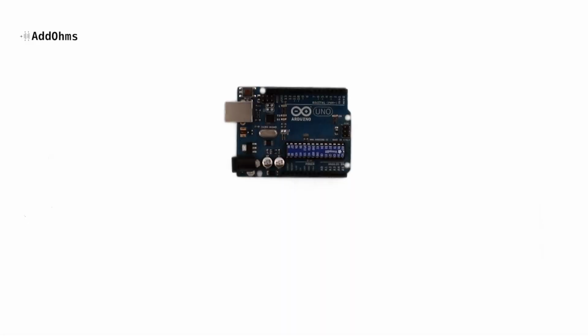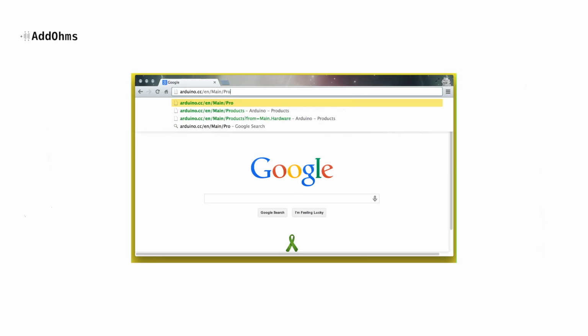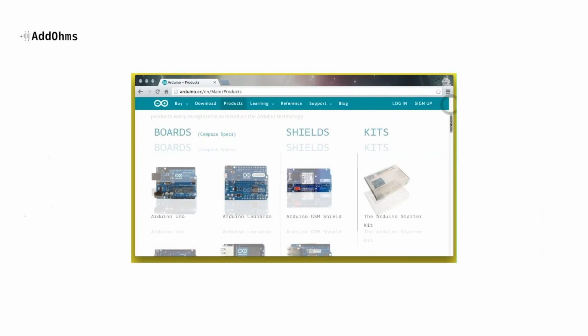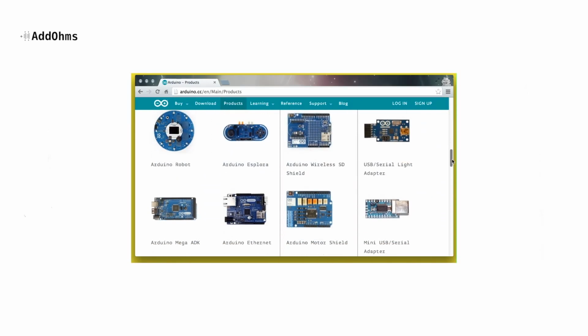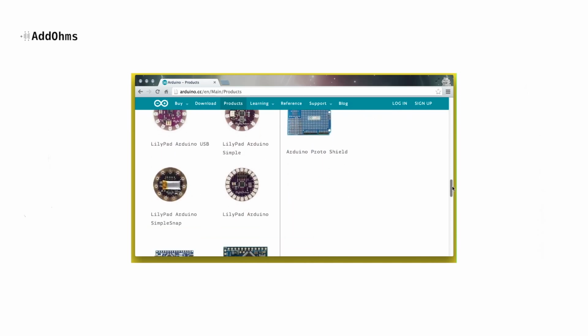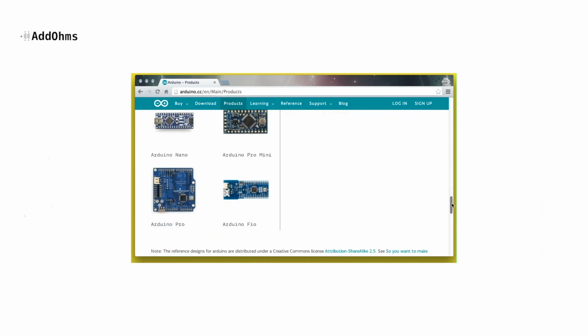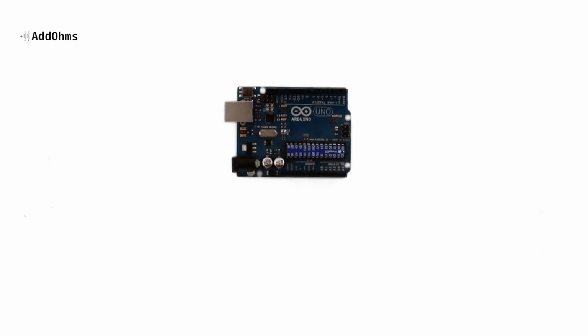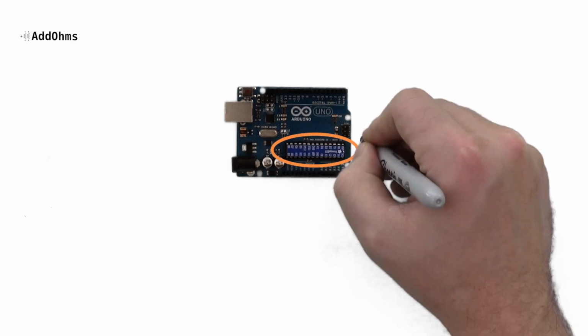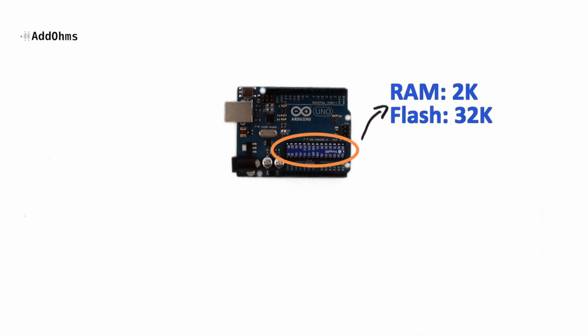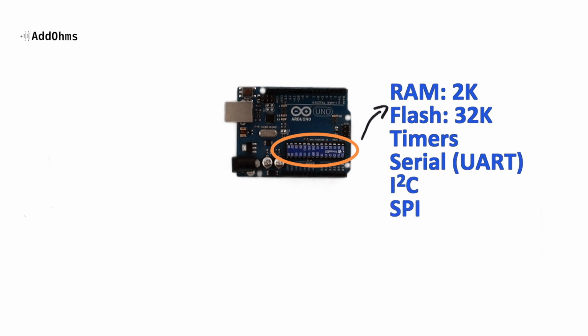Let's start by looking at the Arduino. If we visit the product page on the Arduino website, you're going to see that there are many different boards available. So in this tutorial, we're going to focus on the Arduino Uno, which is based on the ATmega328. Inside of the 328 is 2K of RAM, 32K of flash memory, some timers, and hardware that talks serial, I2C, and SPI. Outside of the chip, the Arduino board contains parts like voltage regulators, passive components, and the I/O connectors.